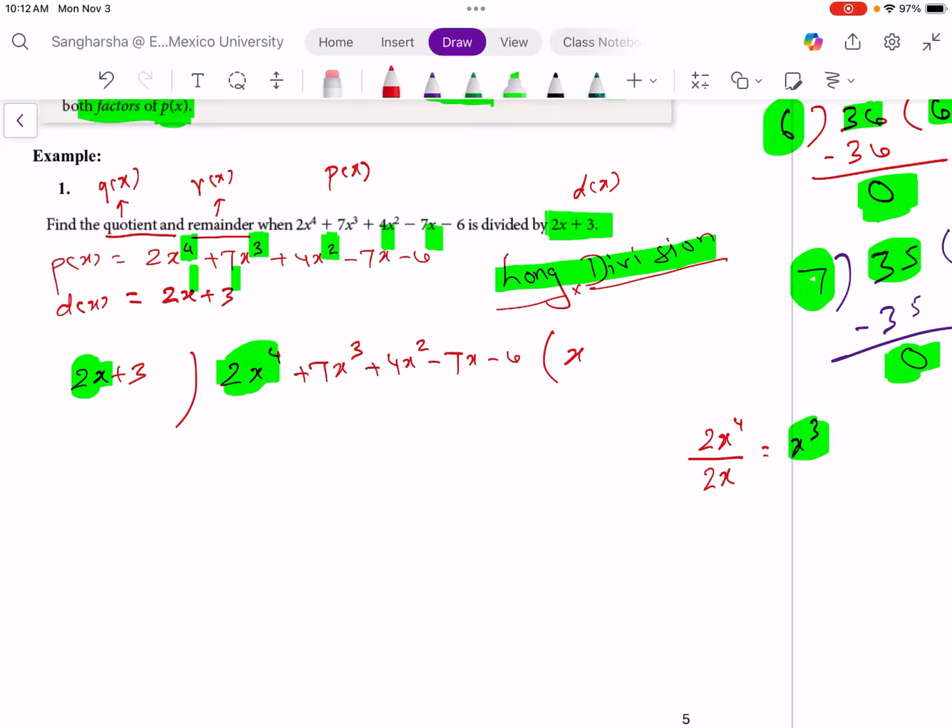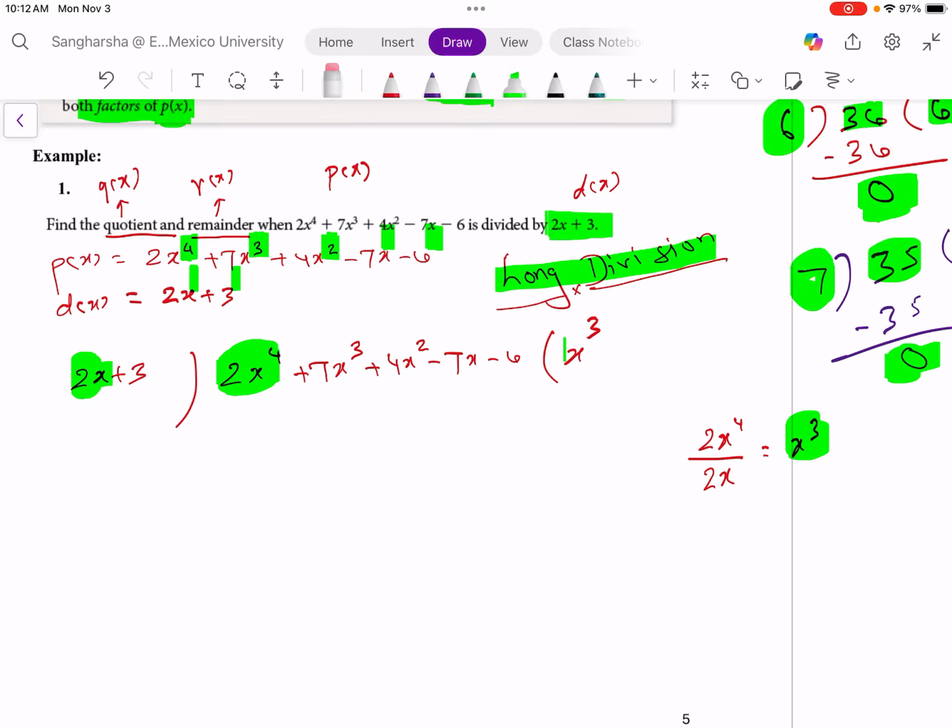This is where we write down the quotient. So x cubed is the first term of the quotient. We are taking the first term of the polynomial and dividing it by the first term of the divisor, only by the first term, and whatever you get after division is the first term of the quotient. Any question up to here?